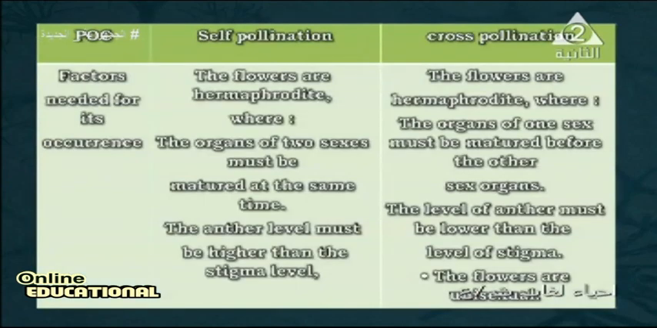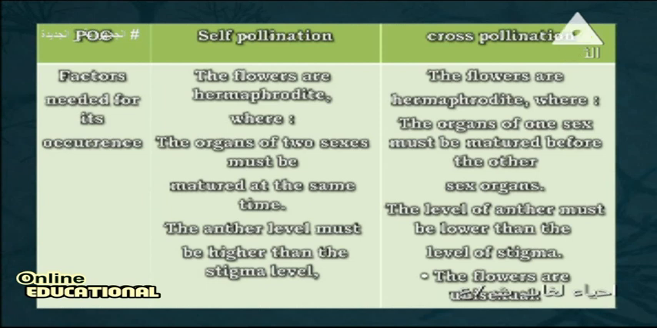What are the factors needed for self-pollination to occur? For self-pollination to occur, the flowers are hermaphrodite. Hermaphrodite means male and female, the two sexes must be found and matured at the same time. Self-pollination occurs in the same flower, one flower. When the organs become matured at the same time, the anther level must be higher than the stigma. If this does not occur, self-pollination does not happen.